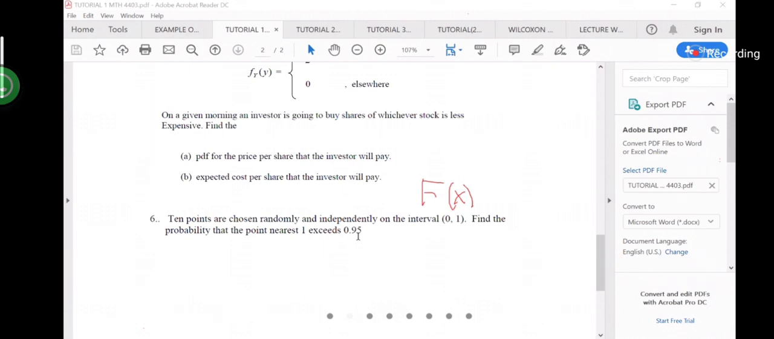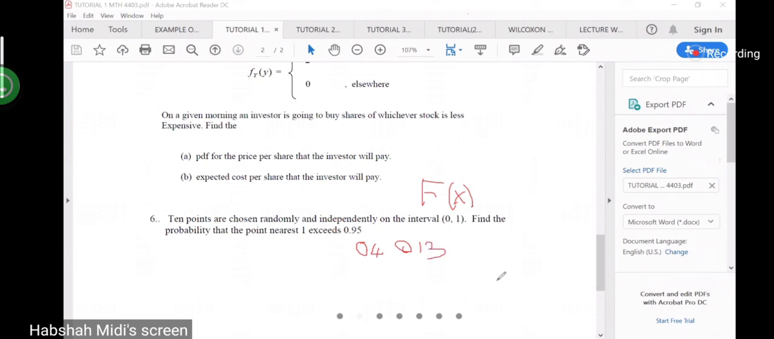So, let me first ask you, did you get the answer for the probability that the point nearest 1 exceeds 0.95? 0.4013. Okay, you should get 0.4013, the answer here.